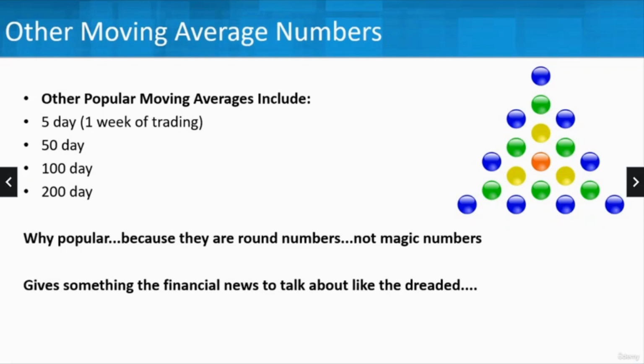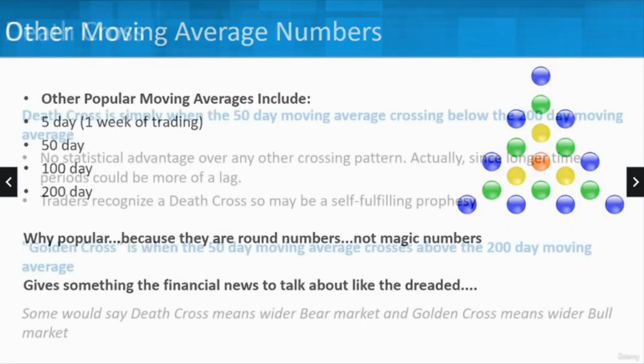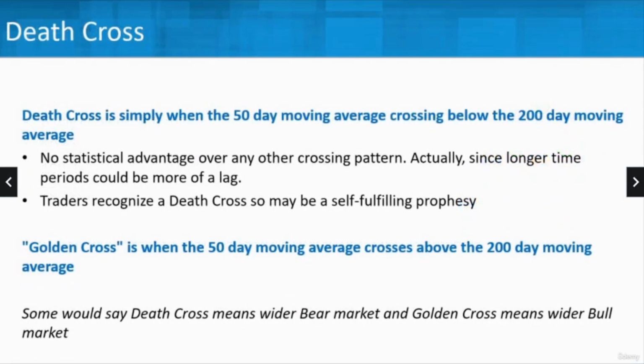I don't want to say make up, but they talk about what happens when these popular moving averages interact together, like the dreaded, drum roll, dreaded death cross. Have you ever heard of the death cross? It's a real thing, and I don't know if it's a real statistical thing, but it's certainly something they talk about in the media.